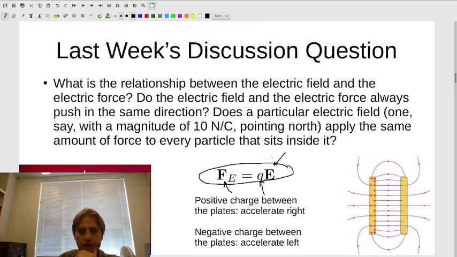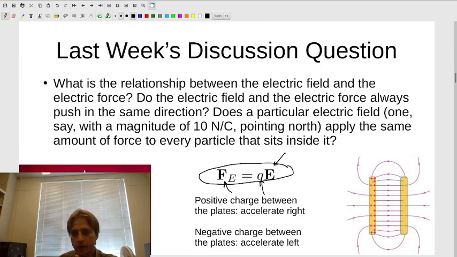Do the electric field and the electric force always push in the same direction? No. They point in opposite directions if Q is negative, but they do point in the same direction if Q is positive. Does a particular electric field, one say with a magnitude of 10 newtons per coulomb, apply the same amount of force to every particle that sits inside it? No. If you have a bigger charge, you'll get a bigger force.